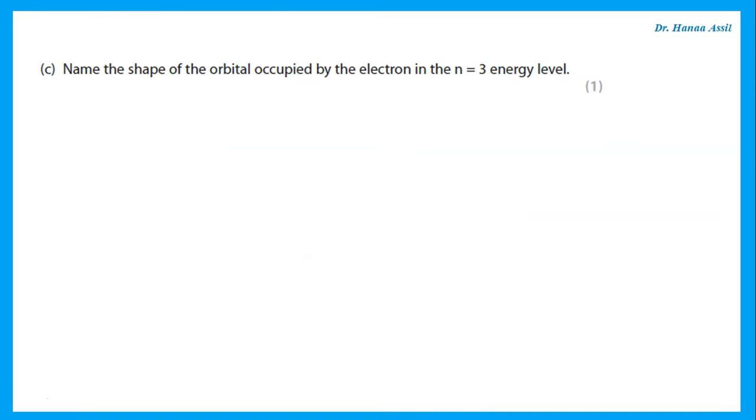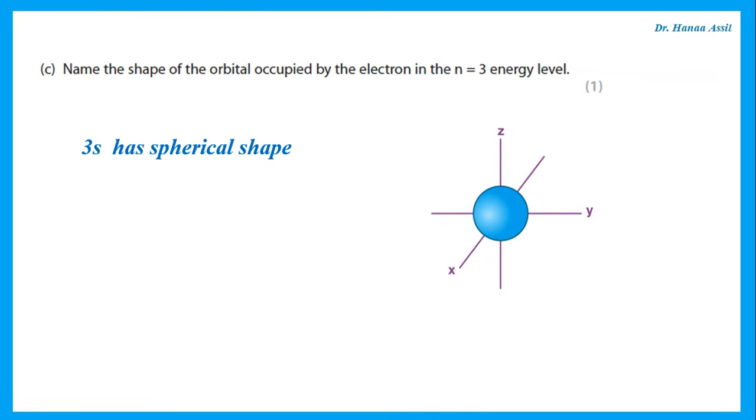Name the shape of the orbital occupied by the electron in the n equals 3 energy level. Well, we had 3s, and you should know that the 3s has a spherical shape.